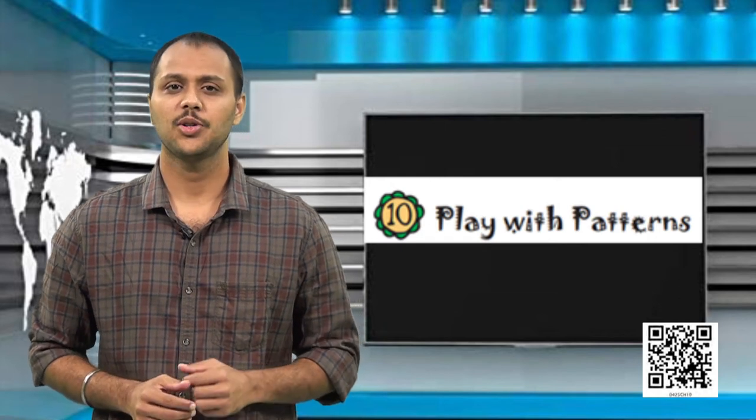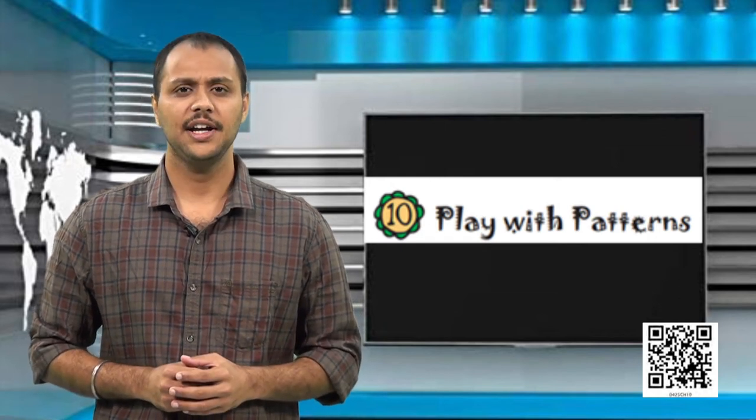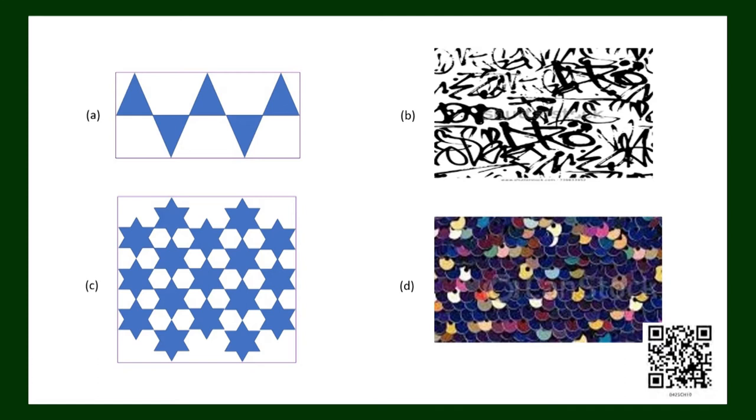Now, I am going to show you a few figures. Identify them and classify them into two categories. Did you classify them? Yes. Figures A and C are figures with some patterns in them. What about B and D? They didn't have any pattern. True, they are not having a particular pattern. Yes, you are absolutely right. Figures A and C are having some patterns, but not B and D.